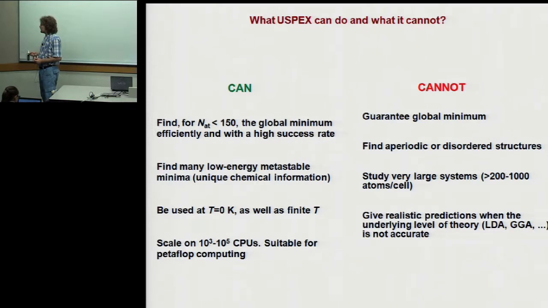And what we can do, well, we can find the global minimum with quite a high success rate for relatively small unit cells. We can find many low energy metastable states, and then you can check if they are quenchable, if they have some interesting properties. In principle, we can also work with finite temperature, and this method is highly parallelizable. So we can use 5,000 processors for one calculation without a problem. We just make many structures in the population, and well, we can really use a lot of processors.